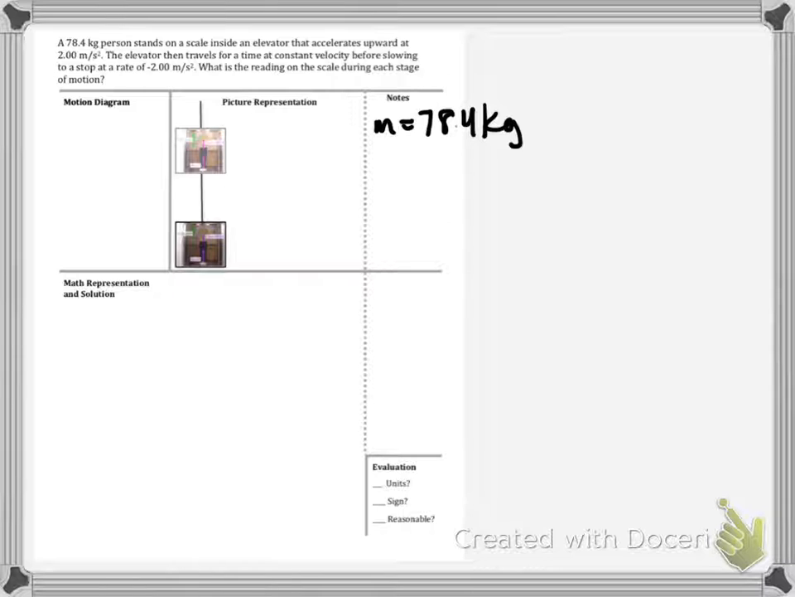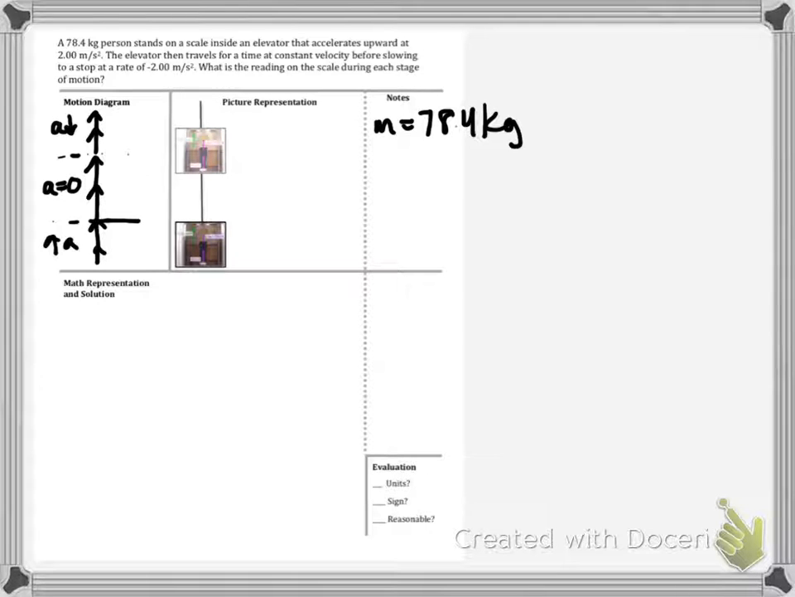So the first thing we want to do is to draw a motion diagram that would represent accelerating up, then constant velocity. Constant velocity means nothing changes about the velocity, therefore the acceleration is 0. And then slowing to a stop. So velocity and acceleration in the same direction for the speeding up, 0 acceleration for the constant velocity, and velocity and acceleration in opposite directions for the slowing down.